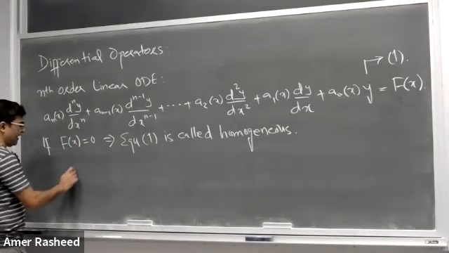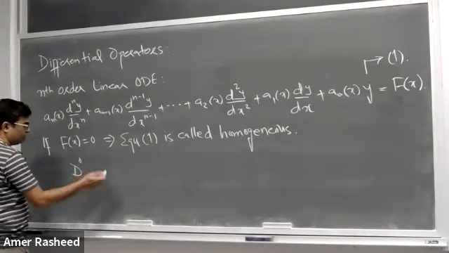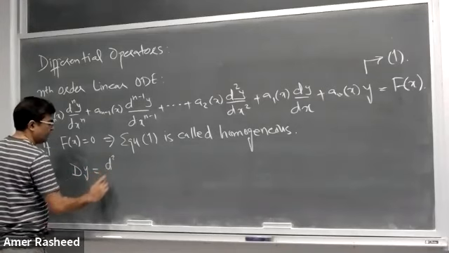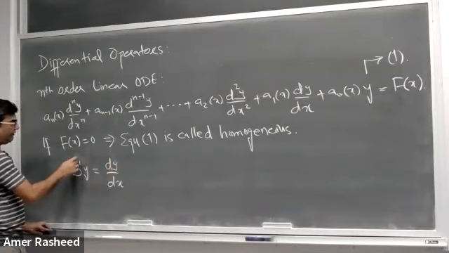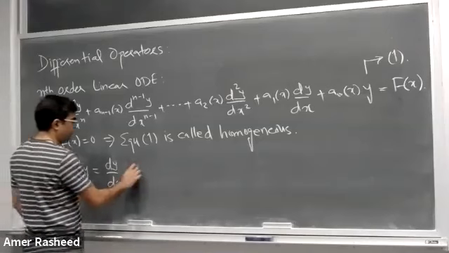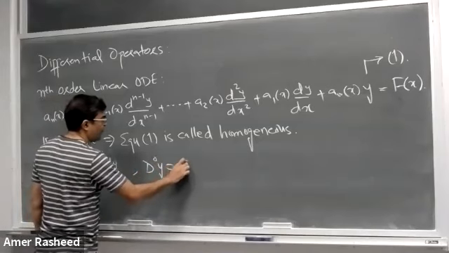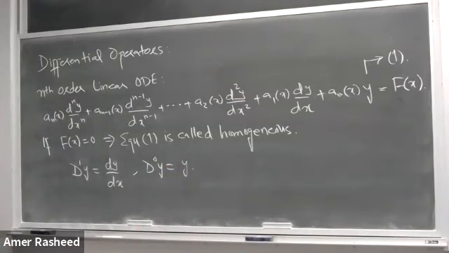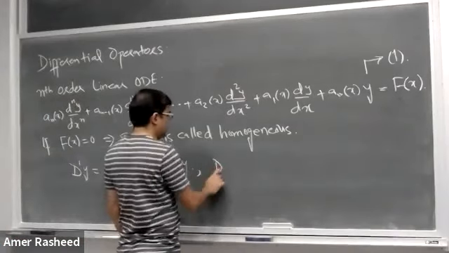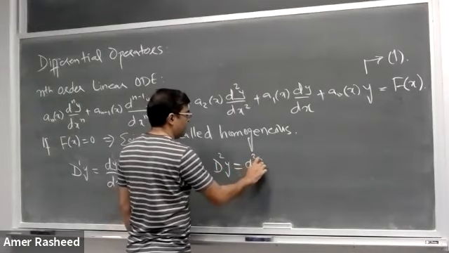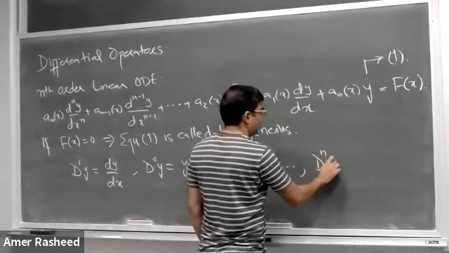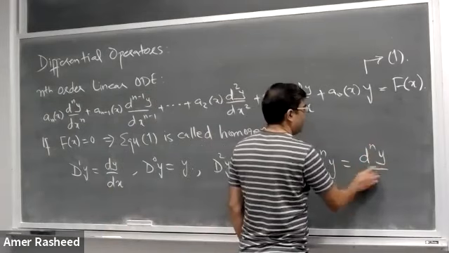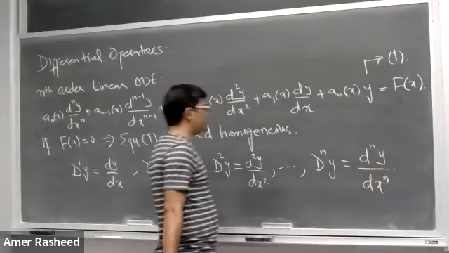we introduce notation. Let D1 y be dy by dx, which means the first derivative. D0 of y is simply y, there's no derivative here. D2 y means d square y by dx square, the second derivative, and so on. Dn y is the nth derivative of y with respect to x.